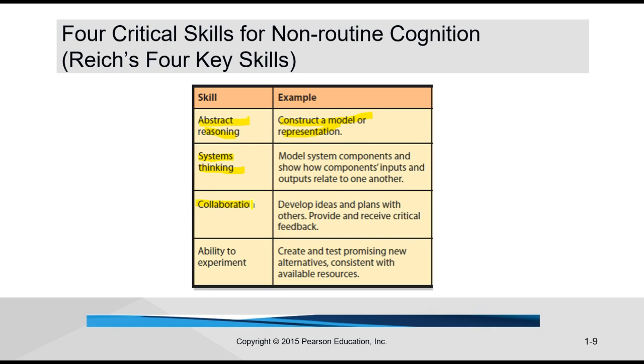Collaboration, the third critical skill for non-routine cognition, means working with others and being able to give and receive not only positive but also critical feedback. Finally, the ability to experiment means being able to make reasoned analysis of possible solutions and playing around with new ideas, given the currently available resources.